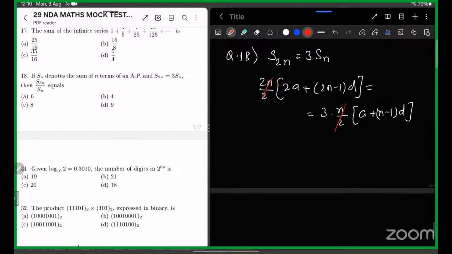S 3n by S n they are asking. S 3n by S n. S 2n by S n we have 3. What is the value of S 3n by S n? That is the question.